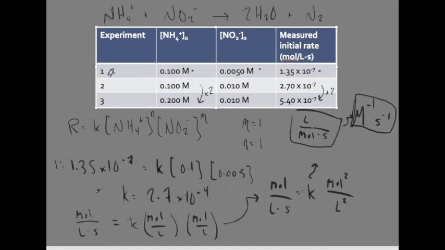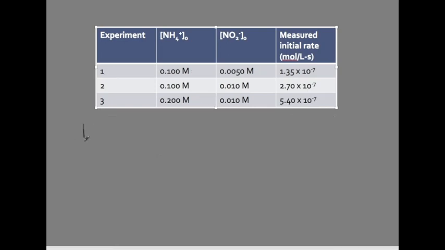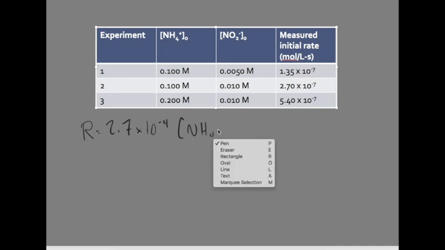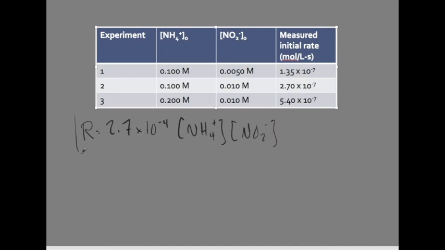So what I can do now is actually write my final rate law. The final rate law for this equation is R equals K, which was 2.7 times 10 to the negative fourth, times the concentration of NH4 plus raised to the first power, times the concentration of NO2 minus raised to the first power. And that is the rate law for this chemical reaction. Remember, step one is always going to be finding out what those exponents are by looking at the experiments. I saw that NO2 doubled, the rate doubled, that has got to be a 1. I saw that NH4 doubled, the rate doubled, that has also got to be a 1.